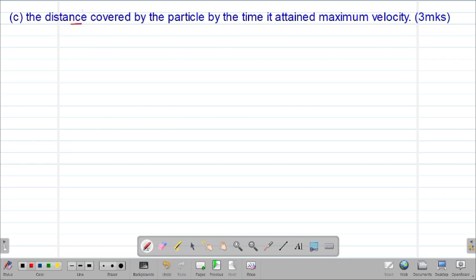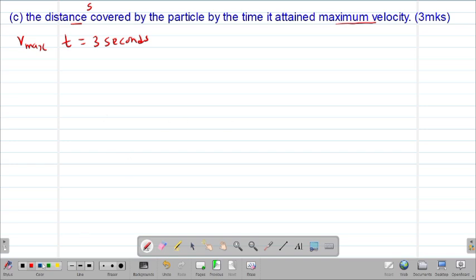Then we check part C of the question, whereby we are told to find the distance covered. Remember, distance is s, covered by the particle by the time it attained the maximum velocity. Remember, the particle attained the maximum velocity when time was 3 seconds. So we are simply going to find the displacement of the particle, or the distance of the particle, when t is equal to 3 seconds.